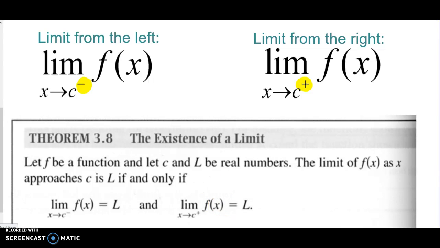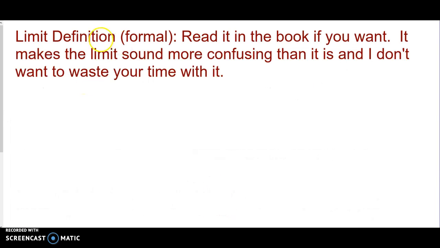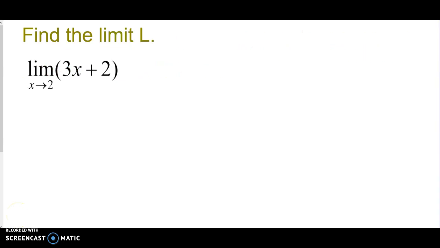Okay? So there's also a limit definition in the textbook. It's very formal. You can read it and try to understand it if you want. I don't want it to confuse you, so we're not going to go over it in the video, but that might be something you want to take a look at. Okay, so here's an example.